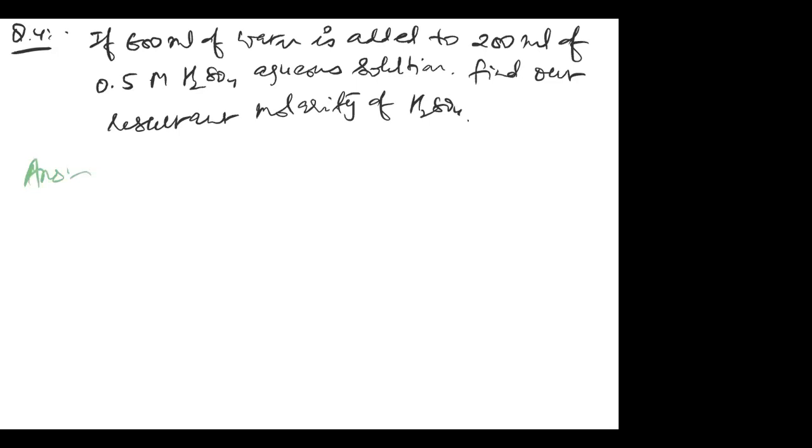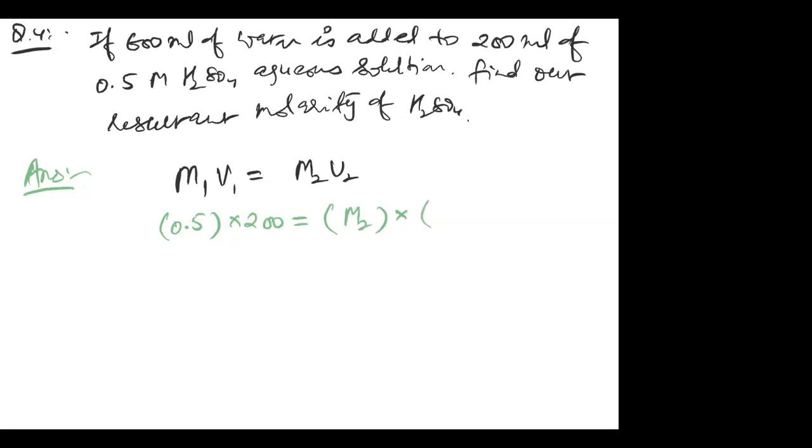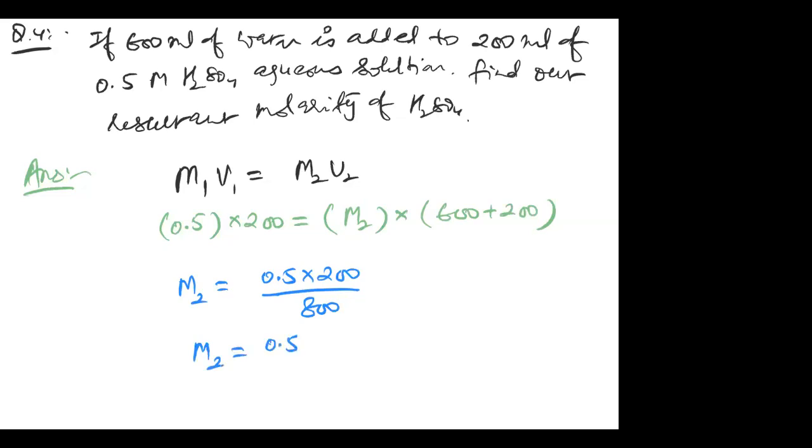So as far as the answer is concerned, again it is a dilution. So you have to apply M1 V1 should be equal to M2 V2. Its initial molarity is given as 0.5 and initial volume is given as 200. Its final molarity is, let's say, M2, and its final volume is nothing but 600 plus 200, as 600 milliliter of water is also added into the given solution. This comes out to be final molarity M2 as 0.5 multiplied by 200 divided by 800, and this M2 comes out to be 0.5 divided by 4.